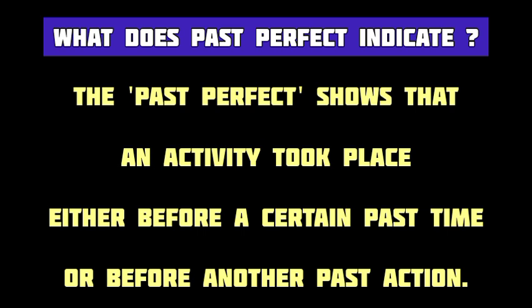or if an action was completed before another past action, then for the completed or earlier past action we use the past perfect tense. So it's clear now, the past perfect shows that an event or activity took place before a definite time or before another activity in the past. And remember, this definite time or moment in the past before which the action or activity was completed is directly or indirectly mentioned in the sentence.